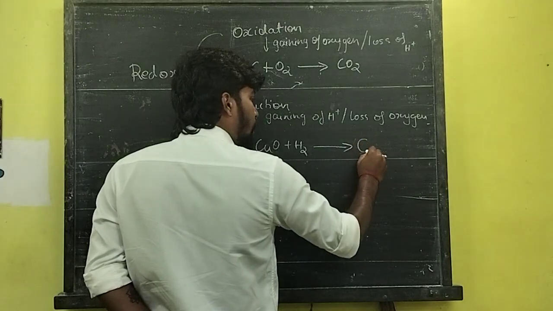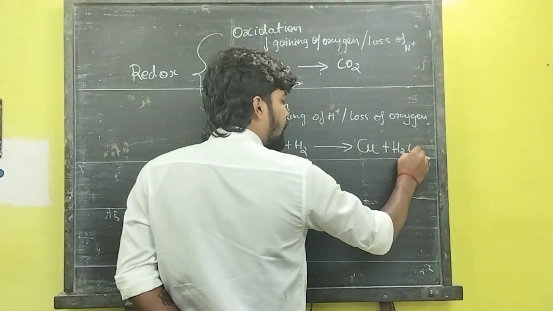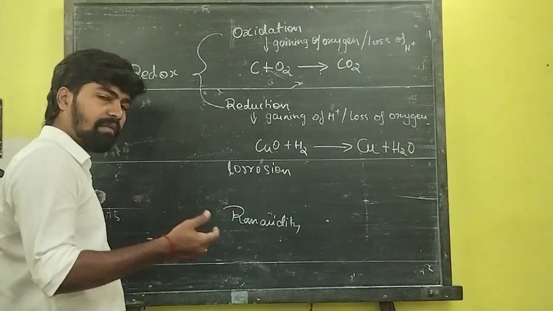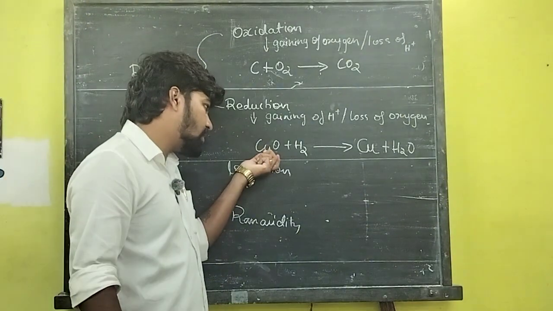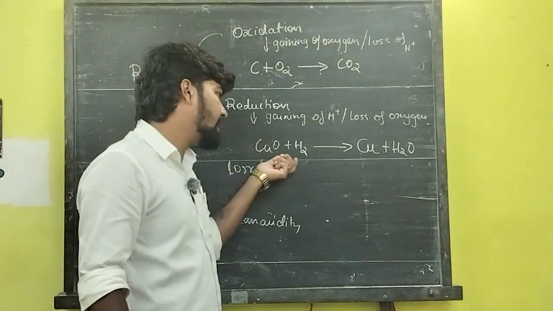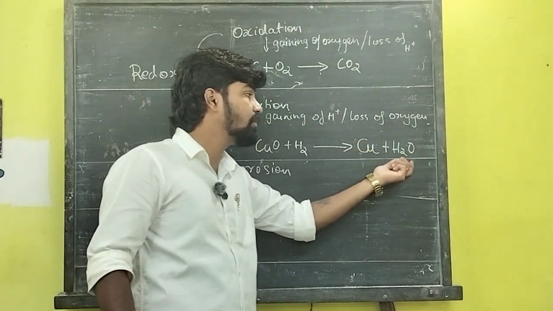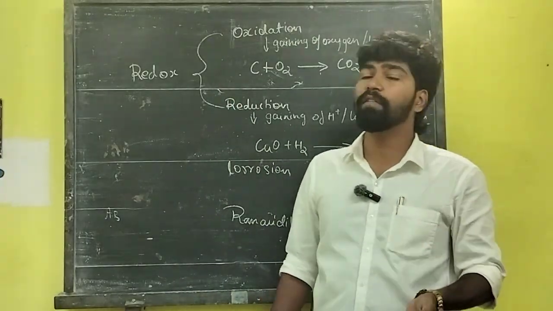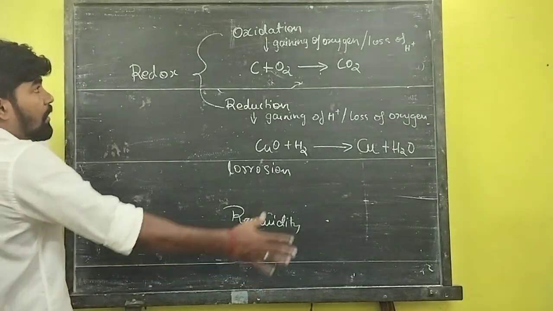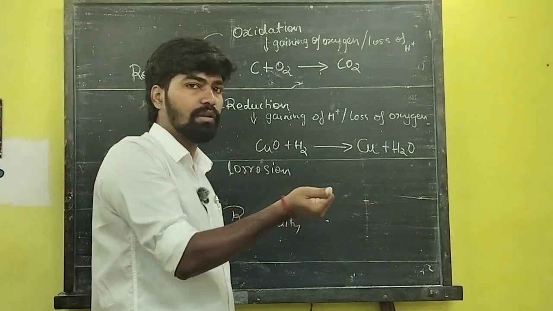So what happens here? Copper lost oxygen. Basically here two types of reactions are going on, but we will focus on what is happening. The copper oxide, cupric oxide, with the hydrogen: what happened to the copper? Copper lost its oxygen to form water. So this type of reaction is also called a reduction reaction. Now both oxidation and reduction take place in a single reaction, simultaneously.